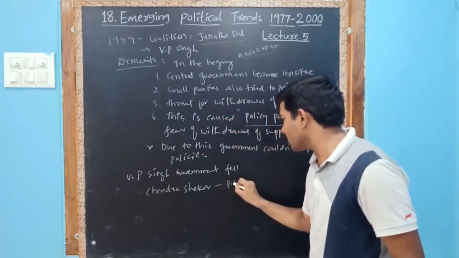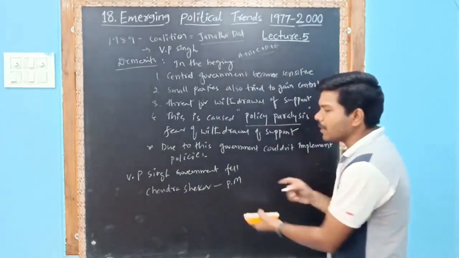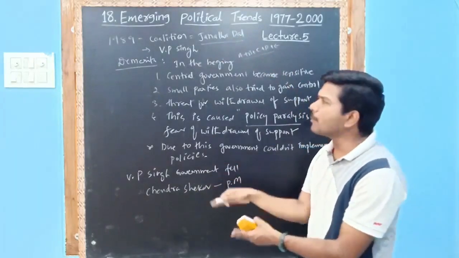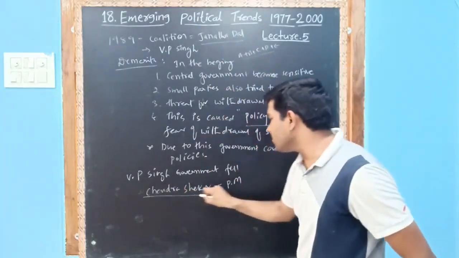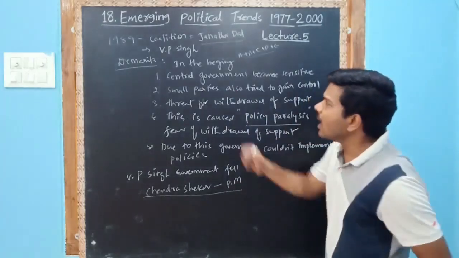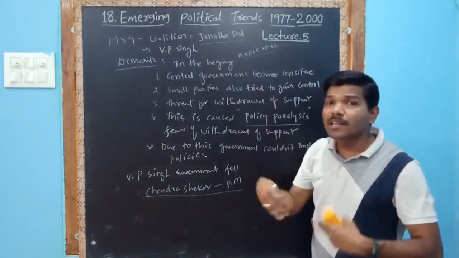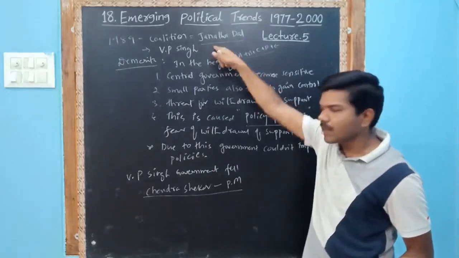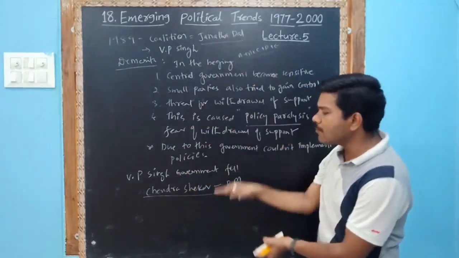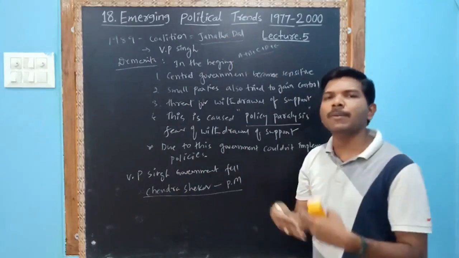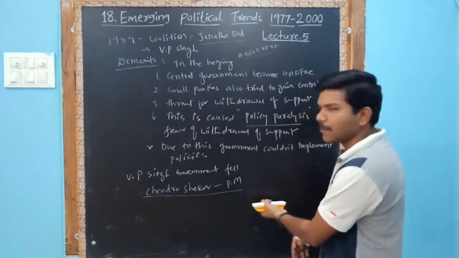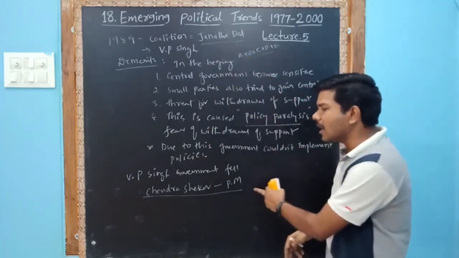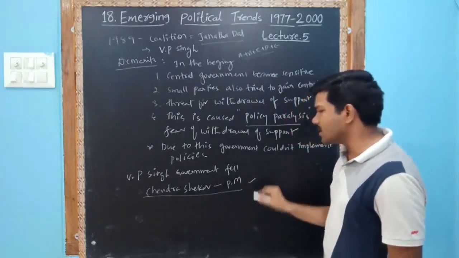Then one of the persons from this government, Chandrasekhar, became PM. Chandrasekhar withdrew support from VP Singh, then he became PM. Congress supported him because Congress didn't like the VP Singh government. Congress was waiting for the situation when people would come out. Some people came out of the Janata Dal, among them Chandrasekhar. With the help of some members of the Janata Dal and some members of the Congress party, Chandrasekhar became Prime Minister.